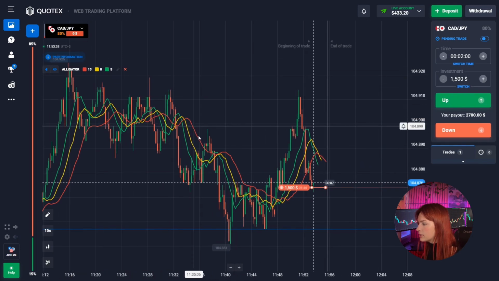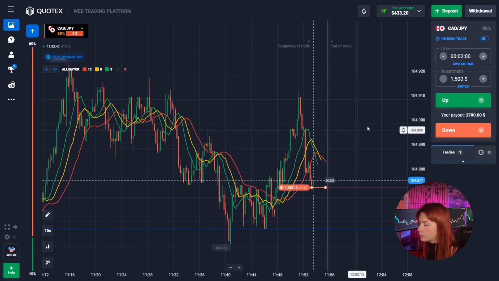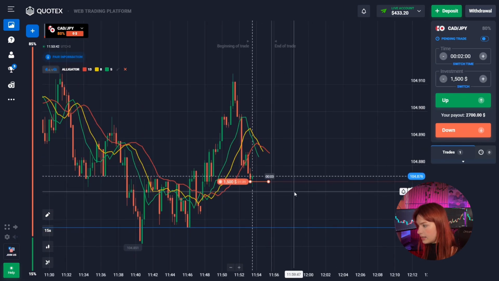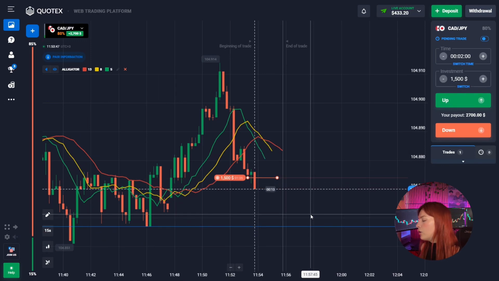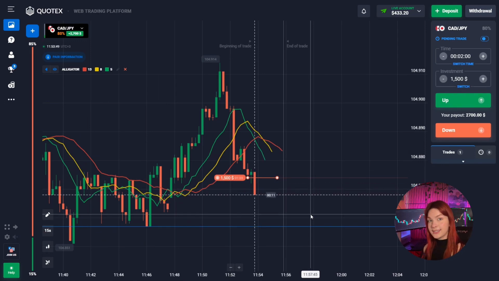That is, all this makes it clear to us that the price has a good downward potential, and I think that the price will move down and approach the marked level. Okay, let's see how this deal will close, guys.